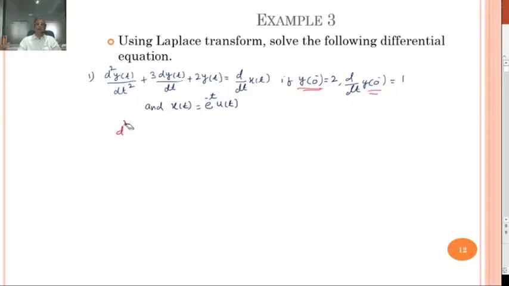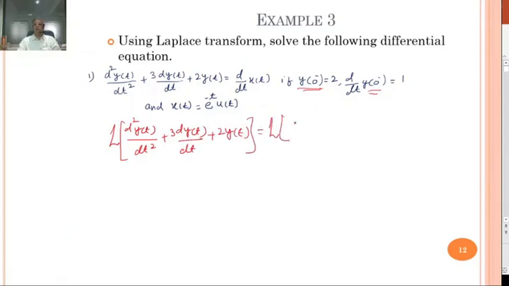First step is take the Laplace transform of d2y(t) upon dt square, take the Laplace transform, plus 3 dy(t), plus 2y(t), equal to Laplace transform of the input. The differential equation is the same. Only the input is changed, and the input is the differentiation of x(t), and the x(t) signal is e raised to minus t. Instead of impulse, this is an exponential signal x of t.